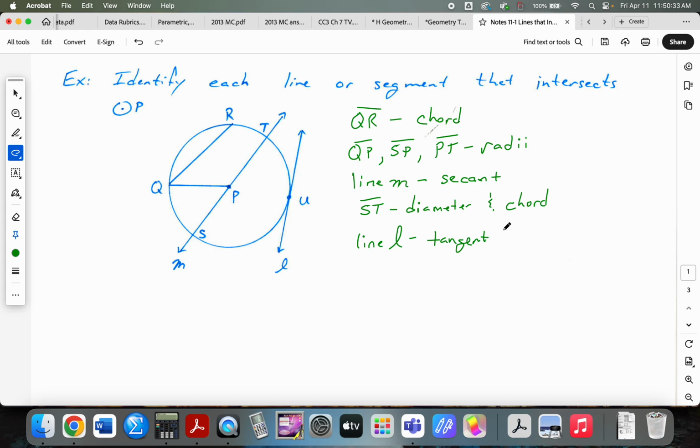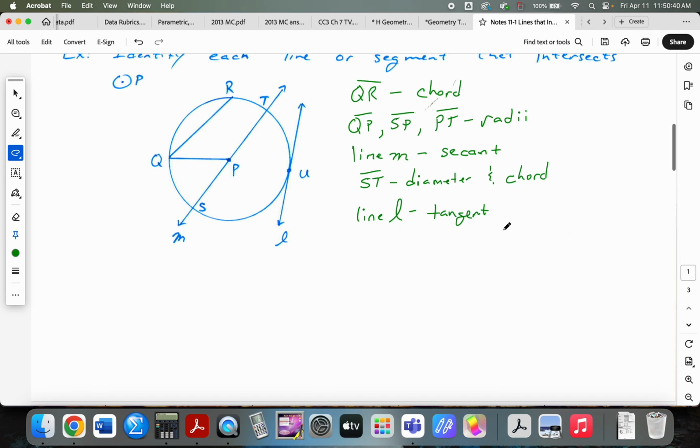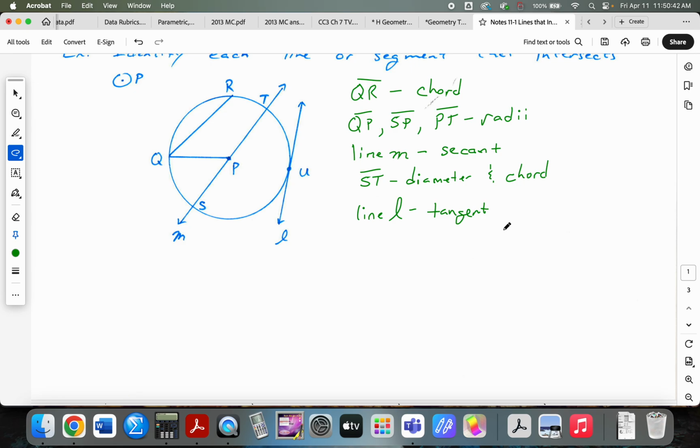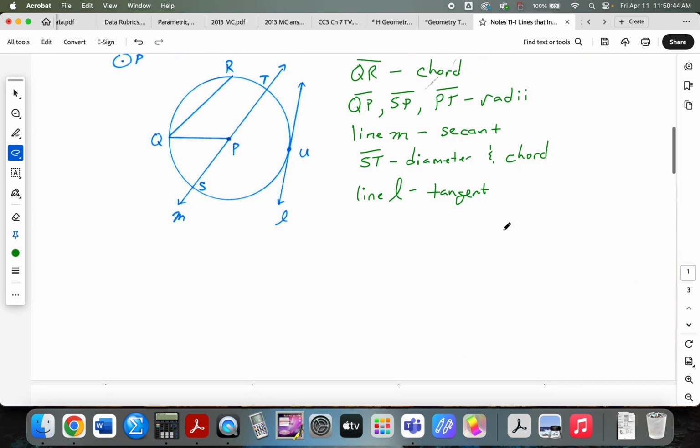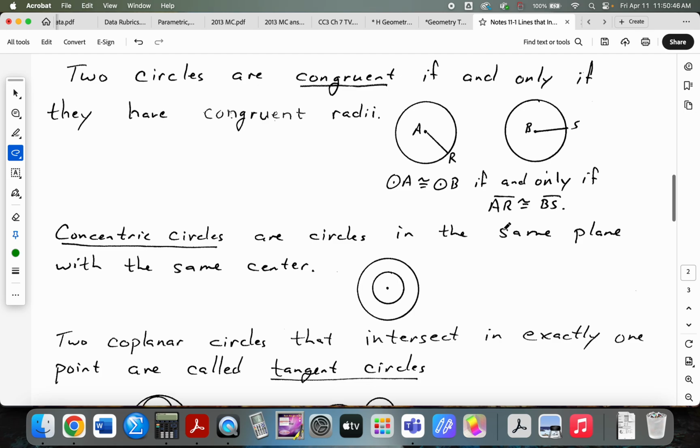So you got to know the vocabulary, or a lot of things aren't going to make sense in this unit. All right, that's page 1. Everybody ready to go to page 2? All right.